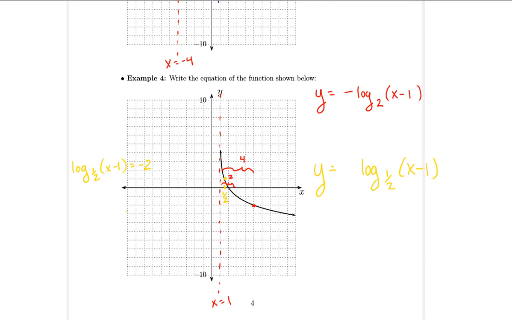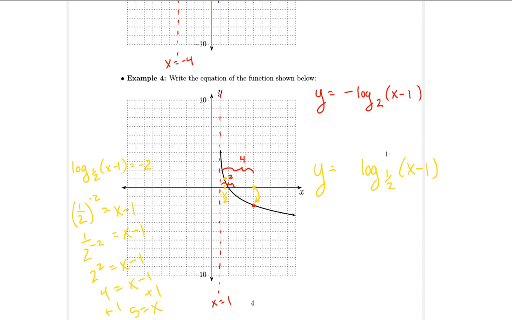So what we know then is that 1/2 to the -2 would have to equal x minus 1. So 1 over 2 to the -2 equals x minus 1, which is 2 squared equals x minus 1. So that's 4. And if I add 1, what do I get? 5. And that's exactly 1, 2, 3, 4, 5. That's exactly the point that gives me a y value of -2. So that's confirmation for me that this would also be an acceptable way to write this graph. So you could go with either one of them.